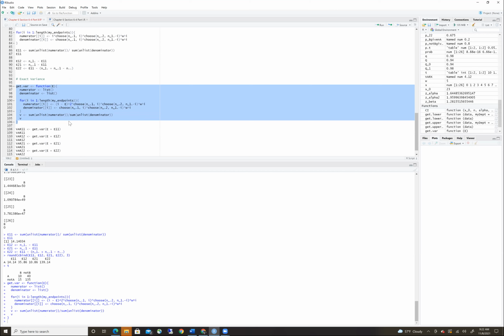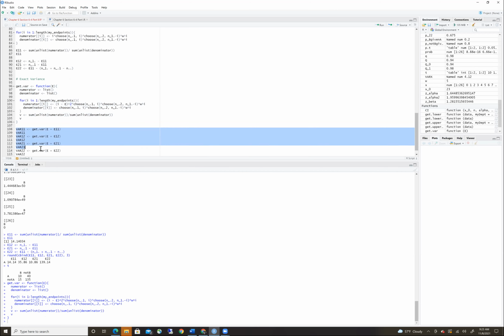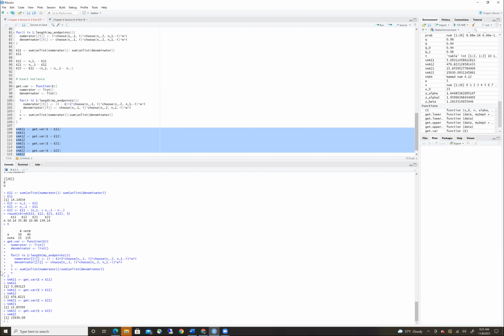Here I can get the variance by saying, what's the variance of the 1,1 cell? Well, I'm going to feed the function E11. And then I can feed the function E12 and so on, right? So here I can get the variance of each of the cells by using that formula. And so I have the corresponding variances for all the expected values. You can check this next to the book on page 110 to see how these all work out.